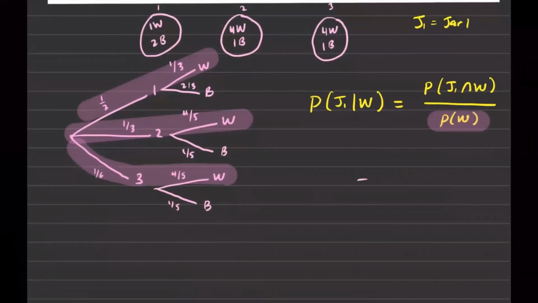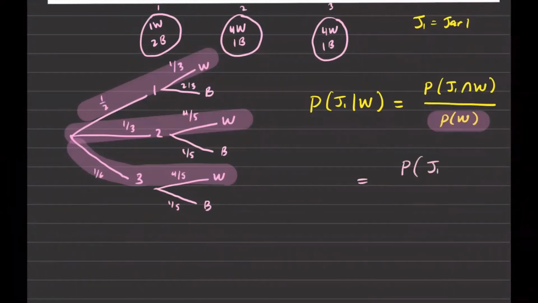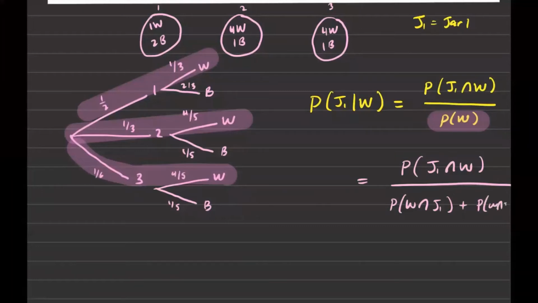So we have the probability of J1 and W divided by the probability of W. Well, that's the first branch. So that's the probability of W and jar 1, plus the probability of W and jar 2, and plus the probability of W and jar 3. So those are the 3 branches I highlighted.